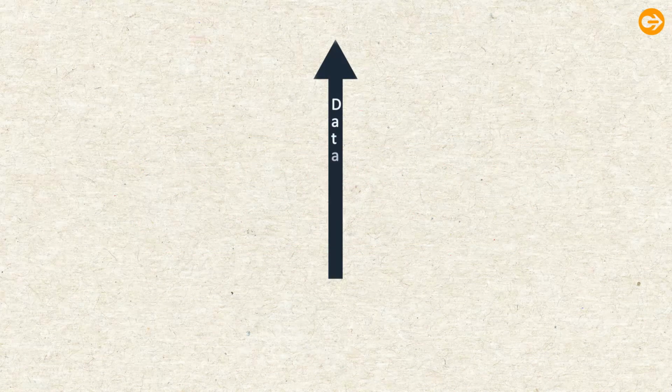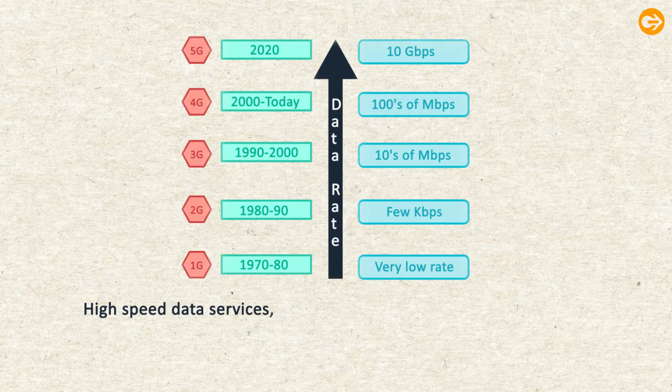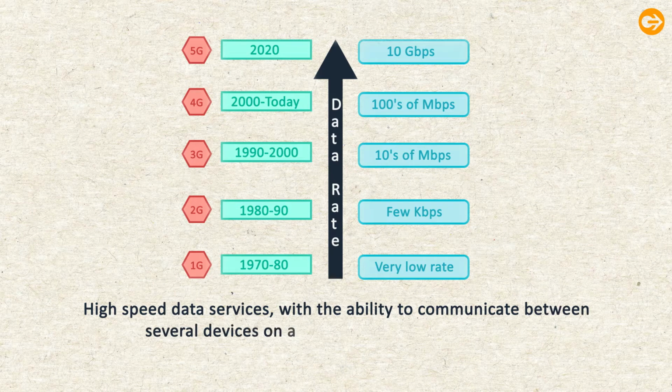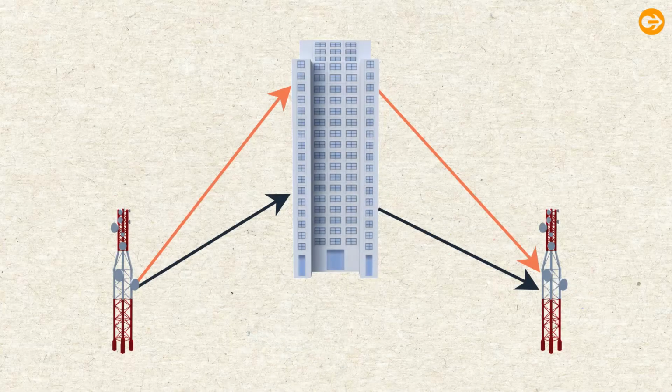The modern use of communication technique requires high-speed data services with the ability to communicate between several devices on the same network at the same time. As a result, a need is generated to increase the number of inputs as well as outputs through a single device. In today's lecture, we will talk about this technology in wireless communication, which is known as multiple input, multiple output, also known as MIMO.